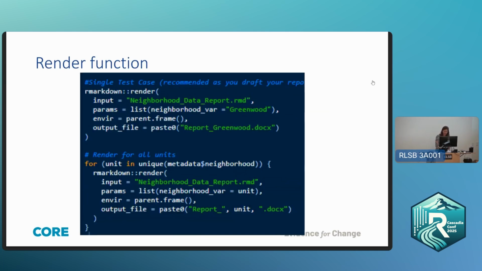I'm not going to go through the render function arguments, but just noting that I used R Markdown instead of Quarto for this example because I wanted to pass the parent frame environment, and I don't think Quarto's render function has that argument. So you'd have to re-import all the data sets that you intend to use in your Quarto file instead of passing them directly from your data preparation file.